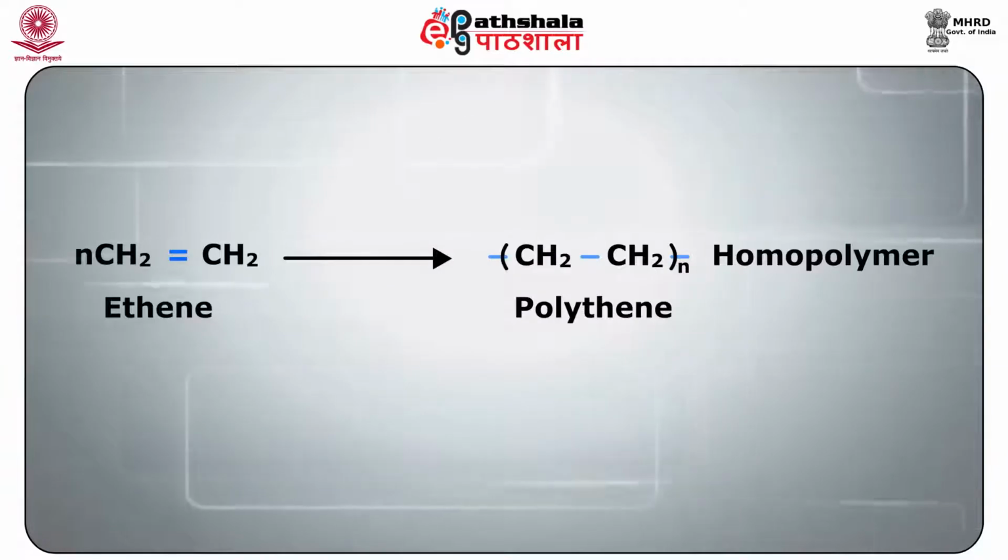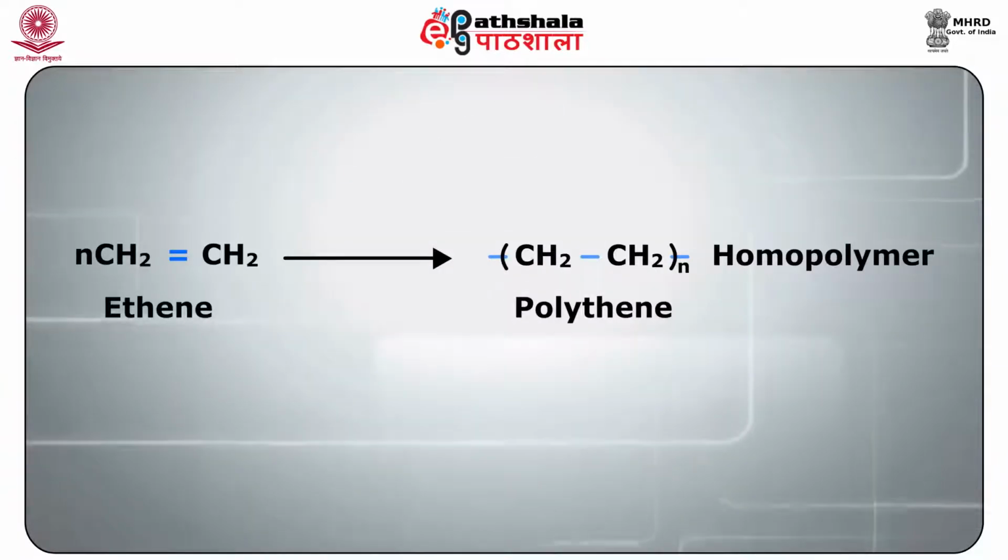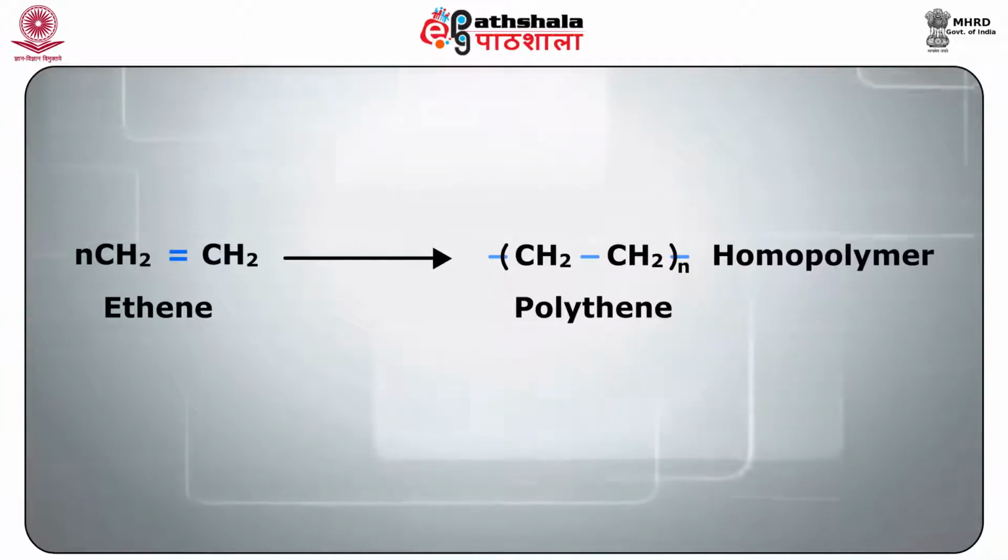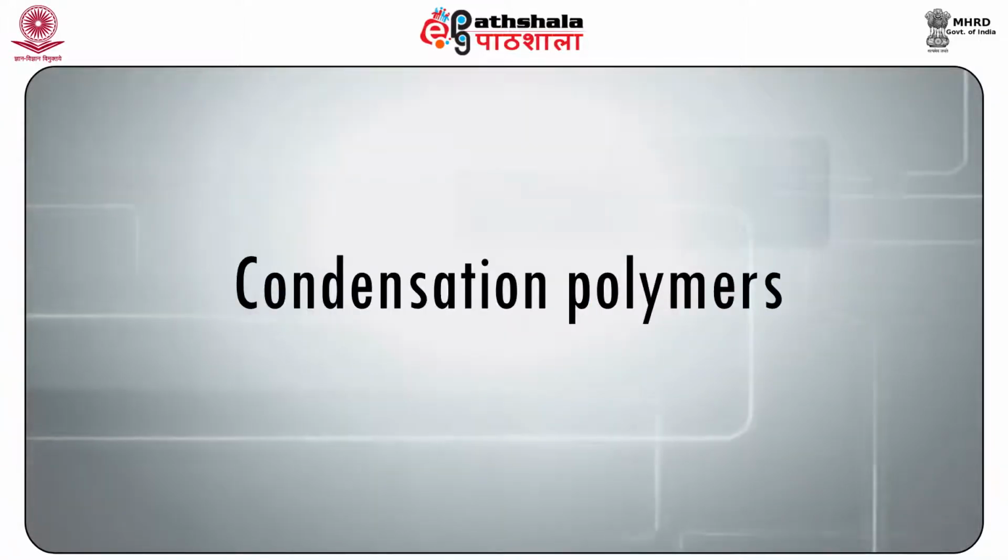This reaction is called addition polymerization. For example, polyethylene, polypropylene, polystyrene, etc. For example, n-ethylene molecules combine to form polyethylene, which is a homopolymer. Condensation polymers. These are the polymers which are formed from the intermolecular reactions between bifunctional or polyfunctional monomer molecules having the reactive functional groups such as hydroxyl, carboxyl, amino, NCO, etc.